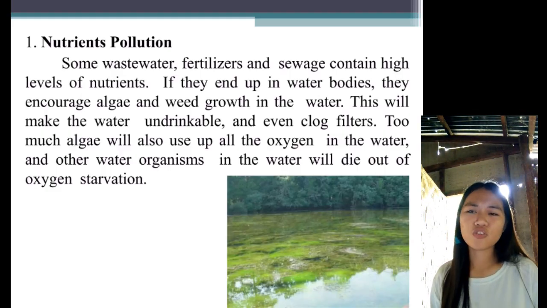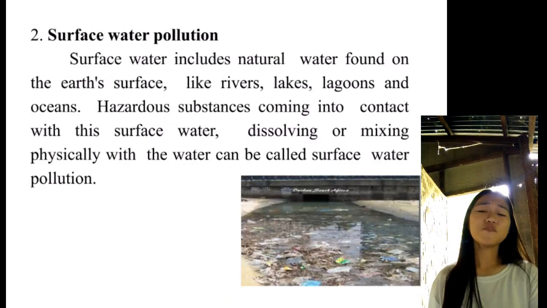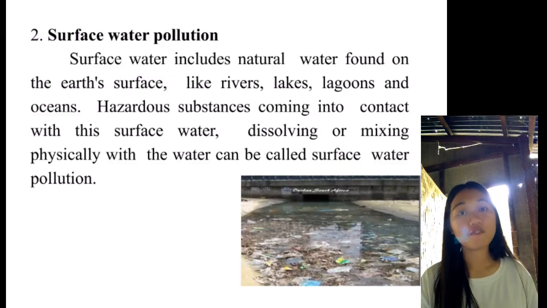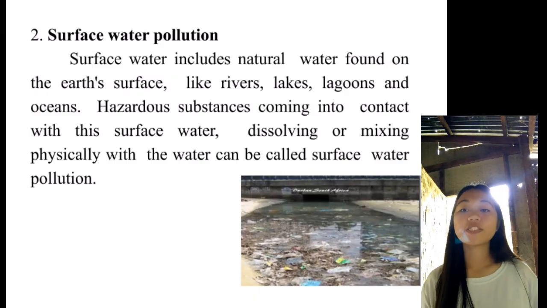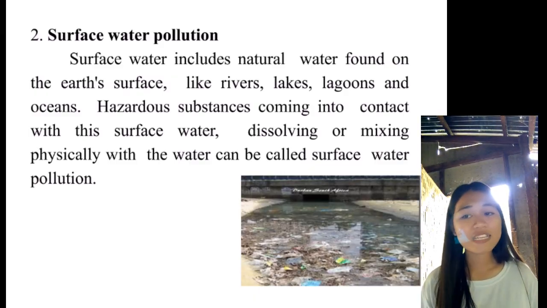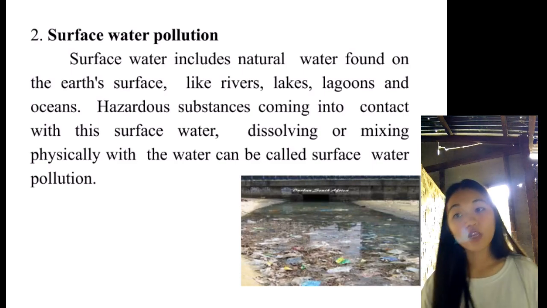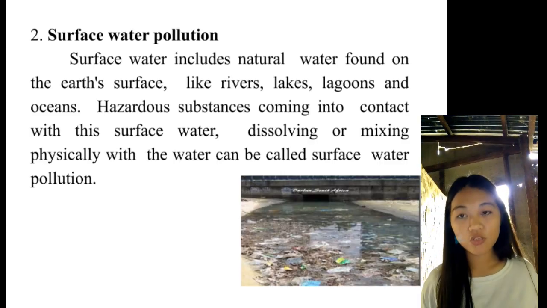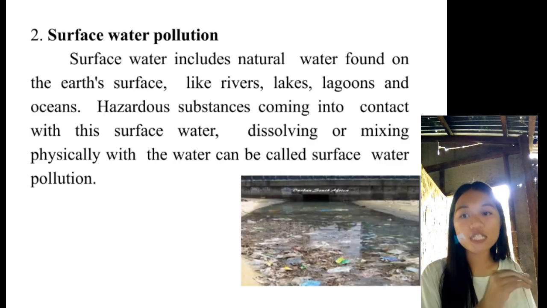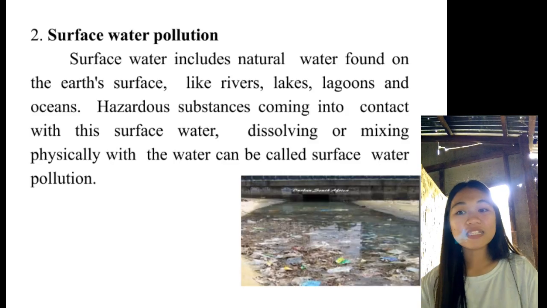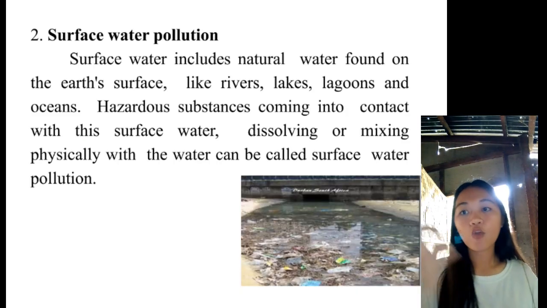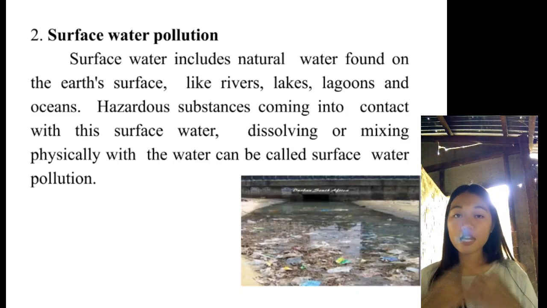Now, surface water pollution. What is surface water pollution? Surface water includes natural water found on the Earth's surface like rivers, lakes, lagoons, and oceans. Hazardous substances coming into contact with this surface water, dissolving or mixing physically with the water, can be called surface water pollution. So this surface water includes natural waters, but by the time it comes into contact with hazardous substances such as trash and chemicals, the moment it mixes within that surface water, then it becomes polluted.